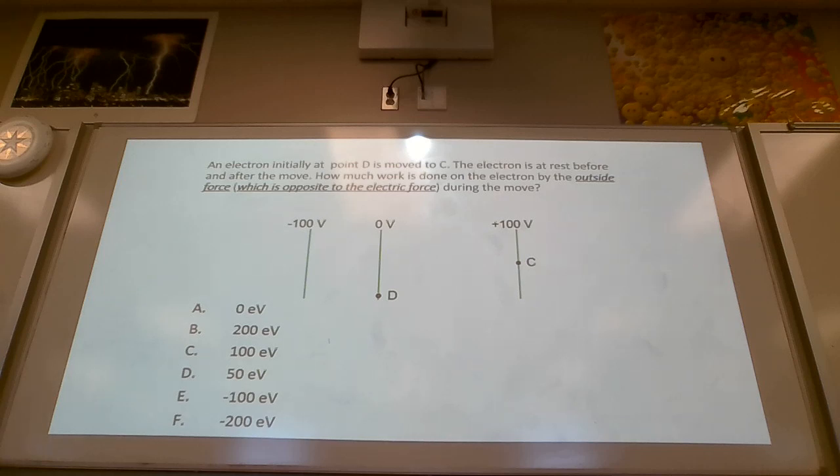I actually don't speed a lot. I speed relative to the speed limit. Okay.